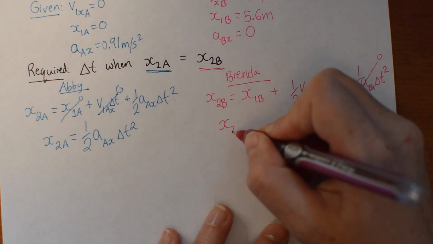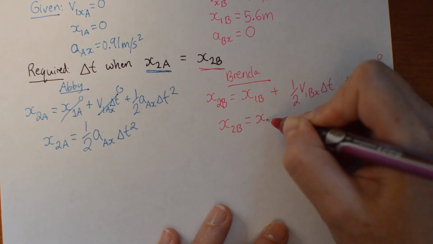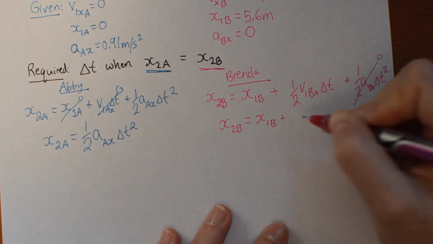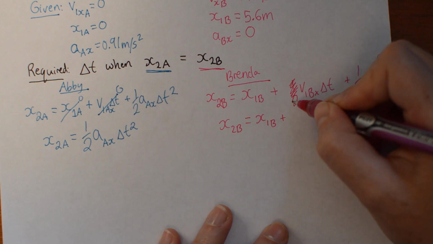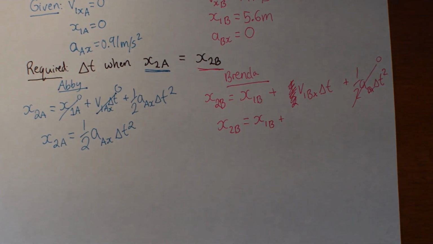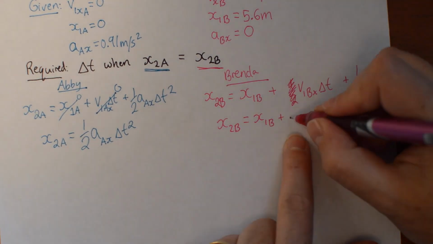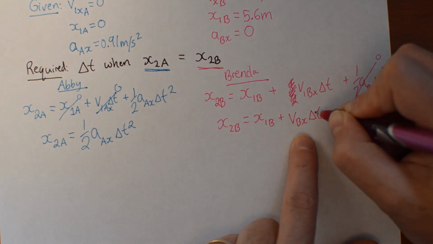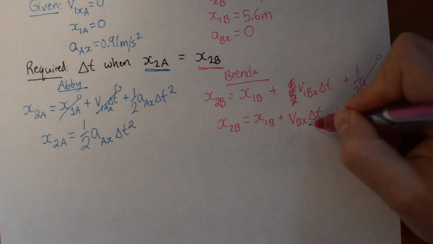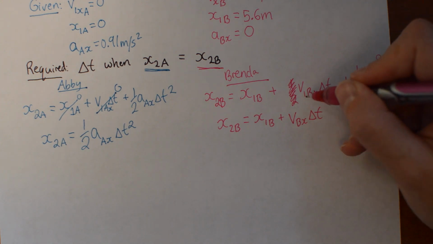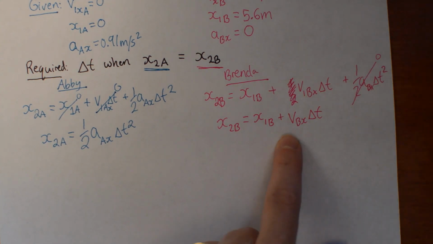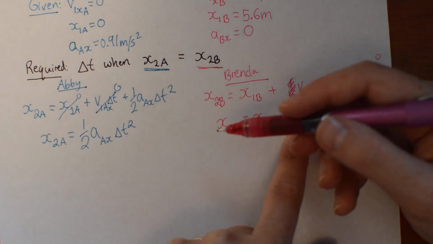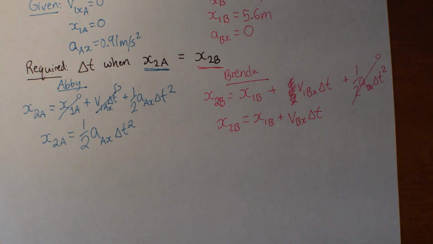And the x2 of Brenda simplifies to just her x1 plus, oh, I put a half in here. I'm so sorry. I was just getting ahead of myself in the equation. There is no half there. My apologies. Plus her velocity. So velocity of Brenda in the x direction times delta t. I actually don't even need to write the v1 here, just because for Brenda, her velocity is constant. So her initial velocity is equal to her final velocity. It's just velocity. She's not accelerating.